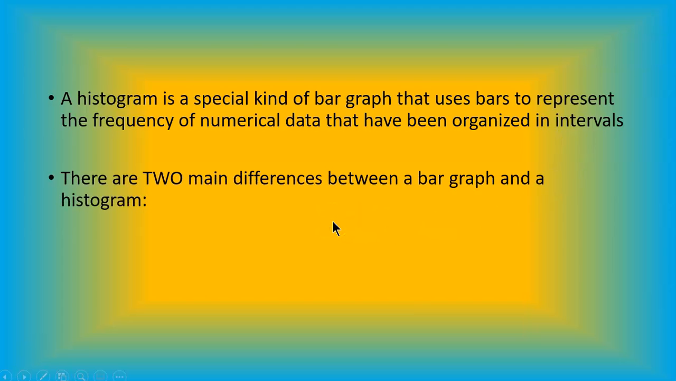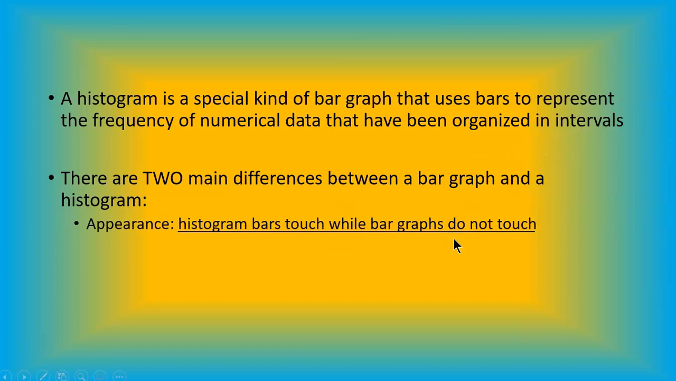And there are two, count them, two main differences between a bar graph and a histogram. I know they look alike, but they're totally not, okay? We use them for different things. So, first thing is appearance. Write this on your paper. Histogram bars touch, and in a bar graph, they do not. There's a space in between the bars on a bar graph, whereas in a histogram, they go right up next to each other, all right? So that's one main difference.